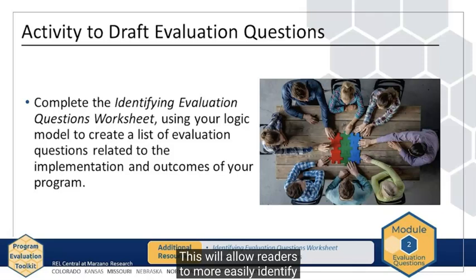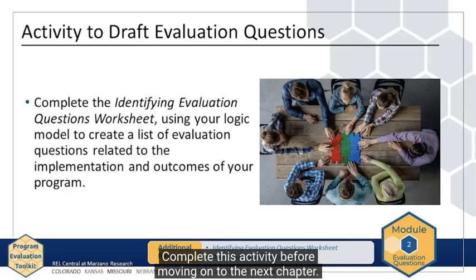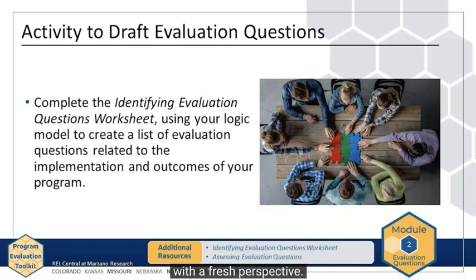This will allow readers to more easily identify the limitations of your evaluation, as well as the areas in which further research is needed. Prioritizing your evaluation questions will be addressed in Chapter 3. Complete this activity before moving on to the next chapter. If possible, allow some time to pass between Chapters 2 and 3 so that you can re-examine your evaluation questions with a fresh perspective.